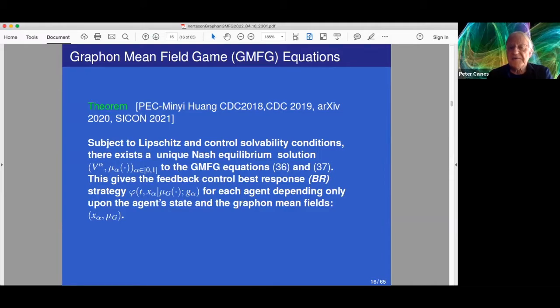And this gives a best response feedback control strategy for each agent, depending, and this is the key point, depending only on the agent's local state and the family of graphon mean fields. Okay, so we retrieve classical MFG problems. In fact, there are two ways to do it. You can either take the network as flat, or you can simply disconnect everything and you get a continuum of classical MFG problems.